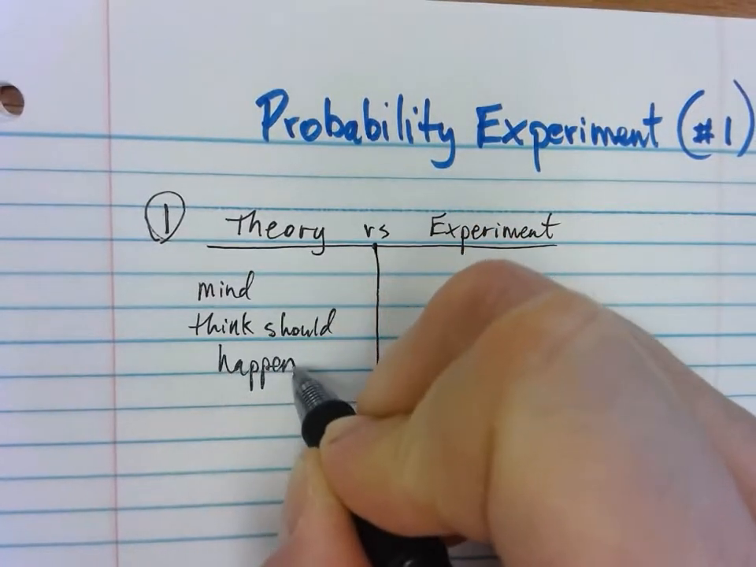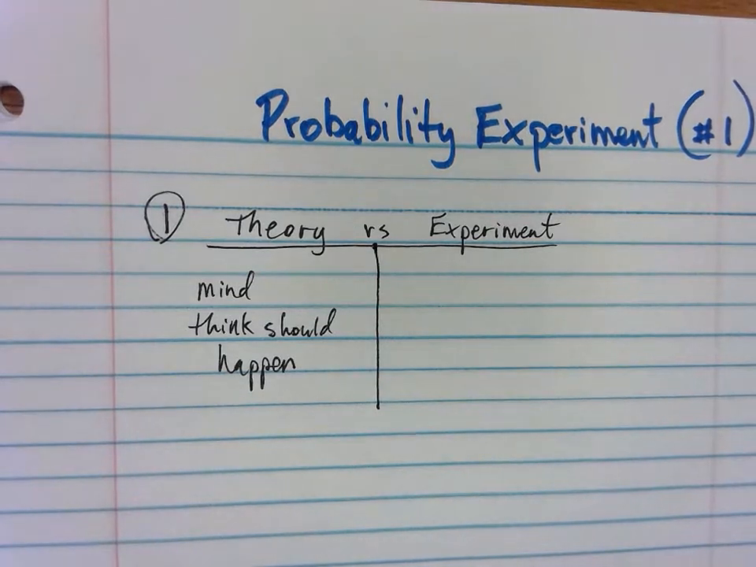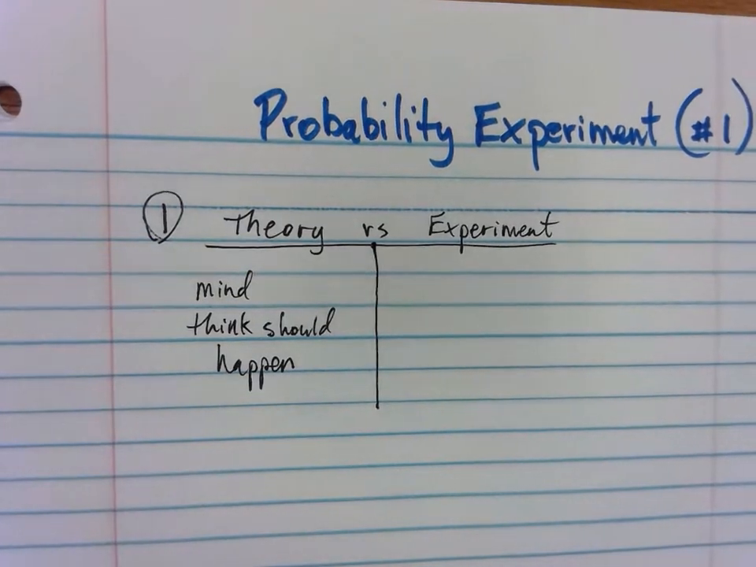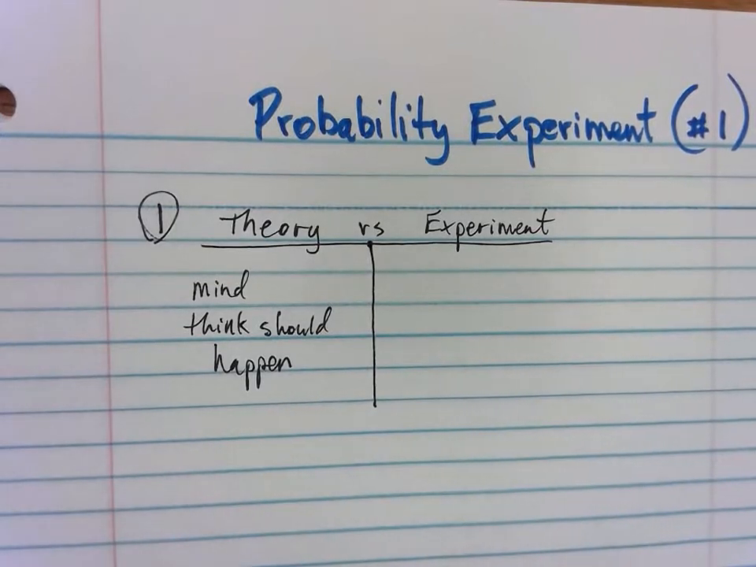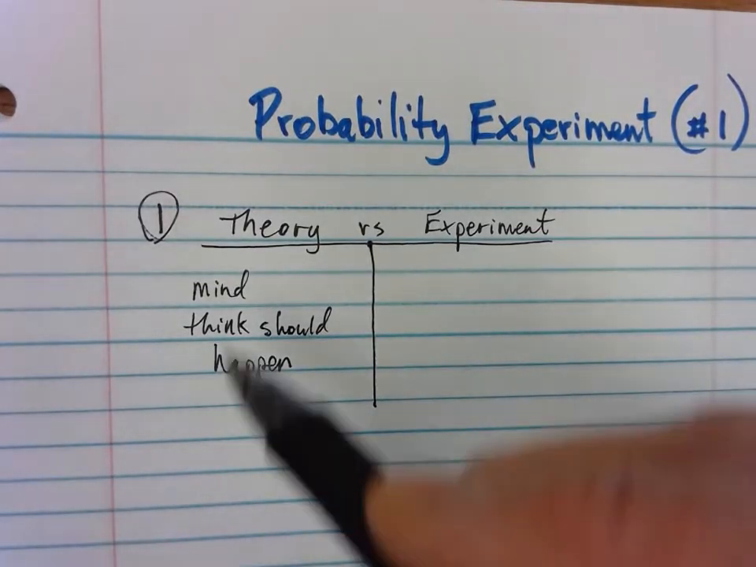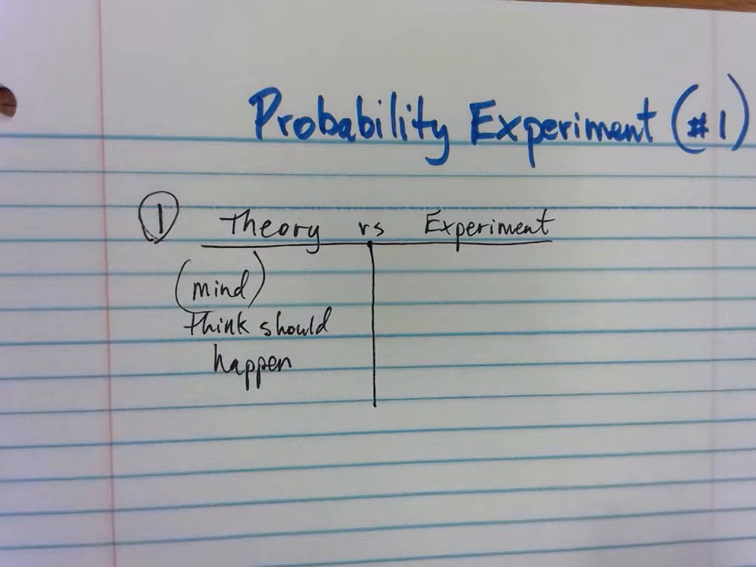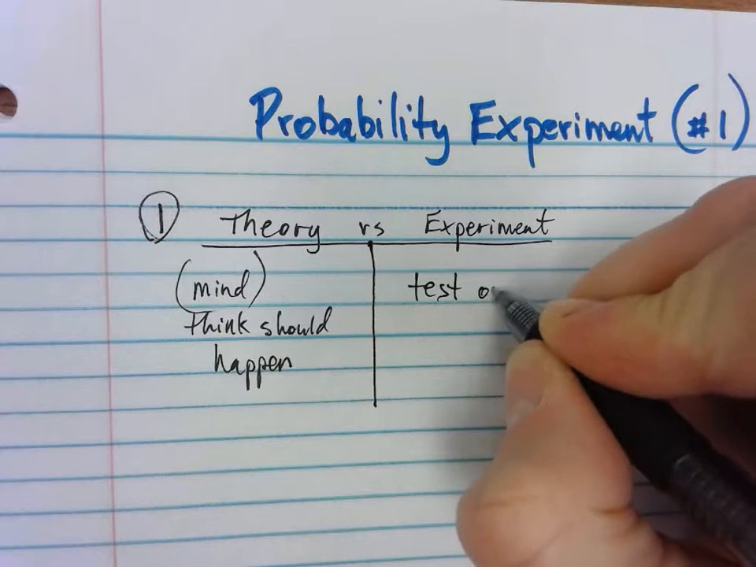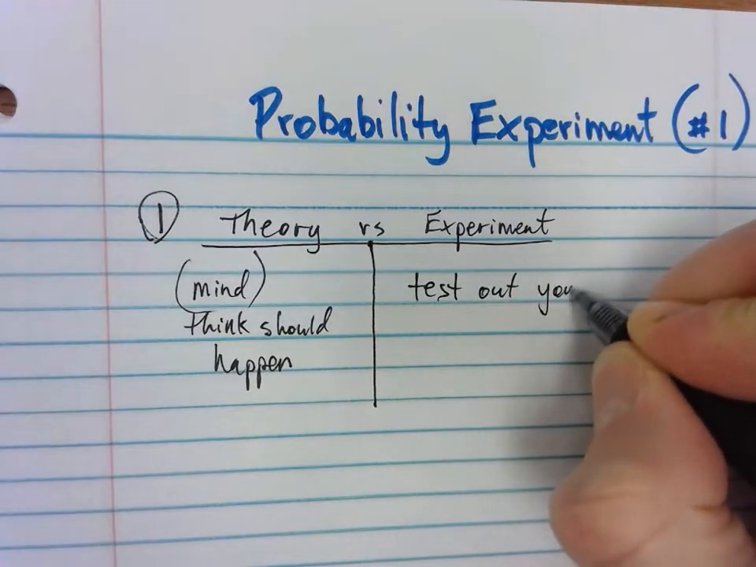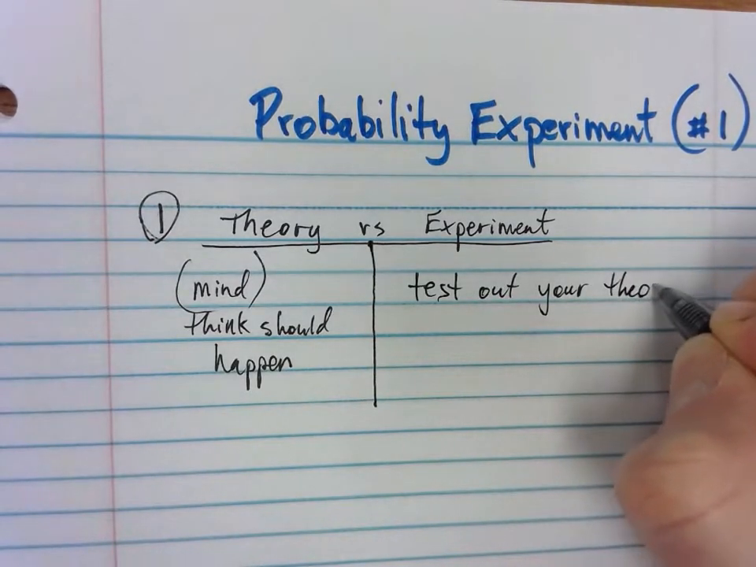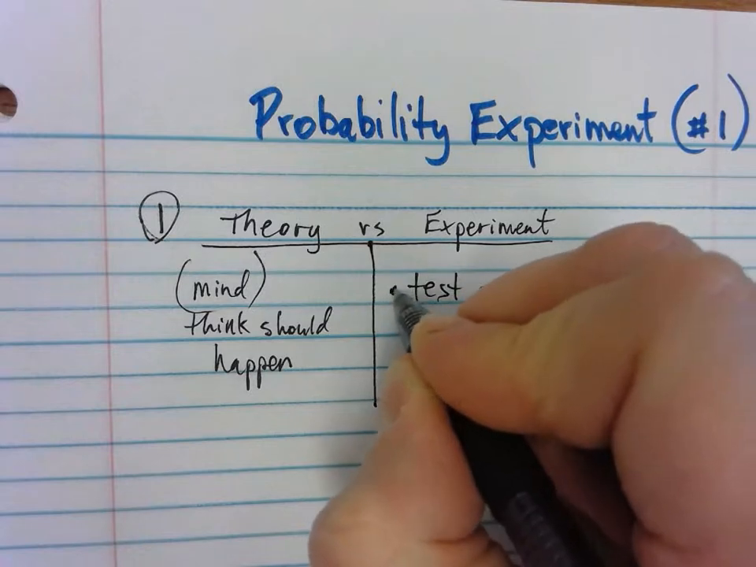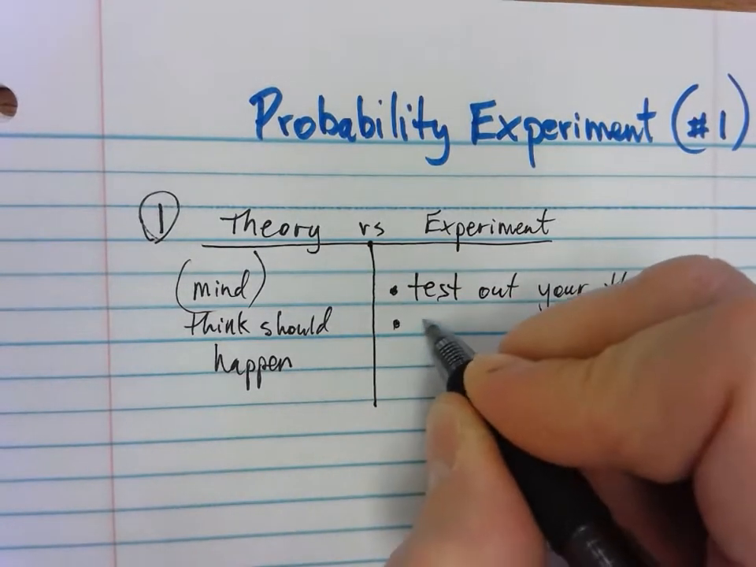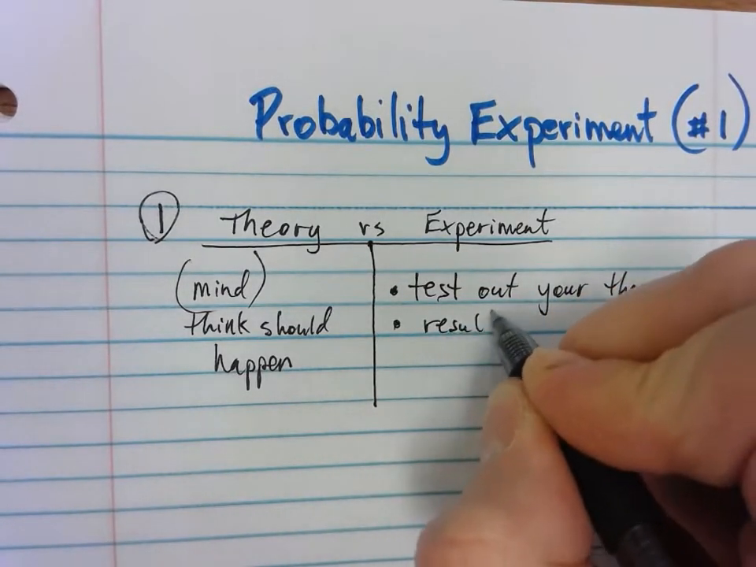Now we're going to talk a little bit more about that here in just a few seconds. But just get down to it, the theory is what you come up with in your mind, and that is what you think should happen. Now experiment is when you actually put that theory to the test. This is where you test out your theory. And when you experiment, of course, you actually get some results.